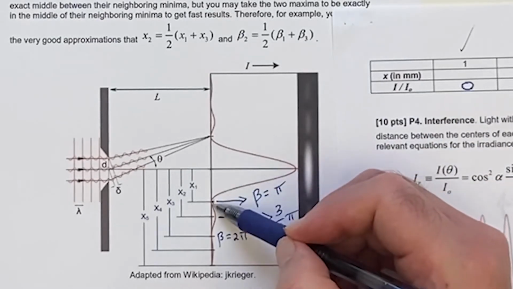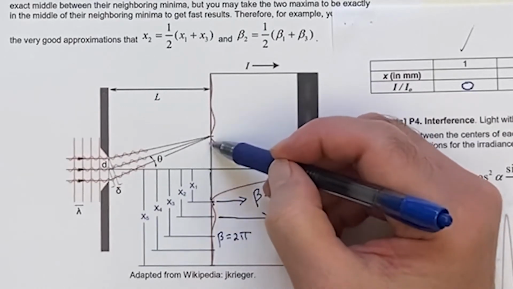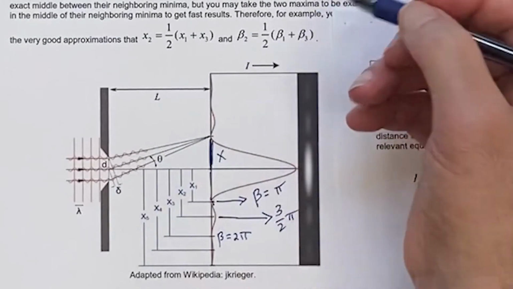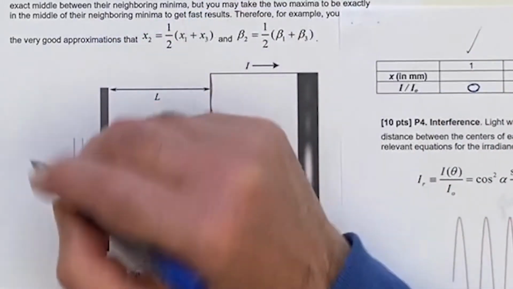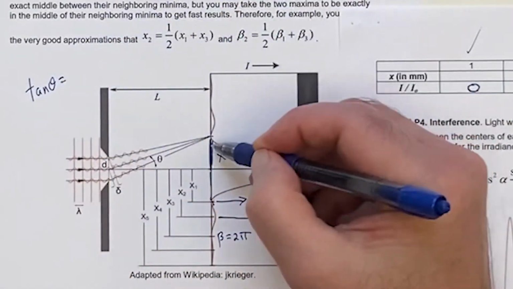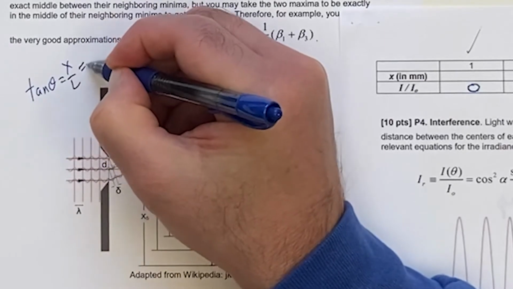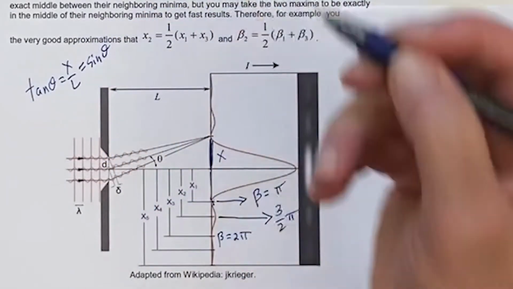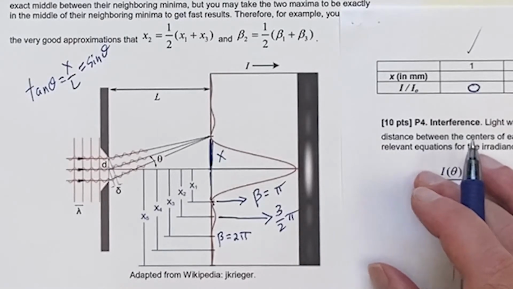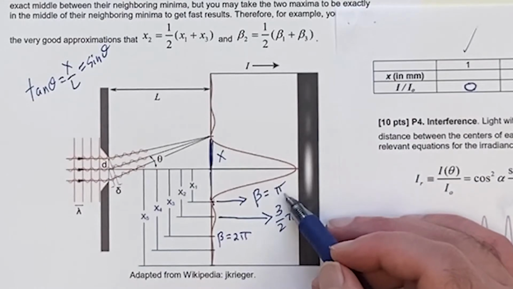What is this x? Well, remember the x here, if you compare your x with your L, this is the usual approximation we make, that tangent of theta is x over L, but that's approximately the sine of theta, since the angles are very, very small. So we can use that same approximation. All right, but I need to work with beta first. Beta is equal to pi.